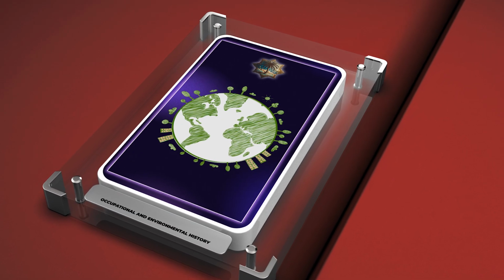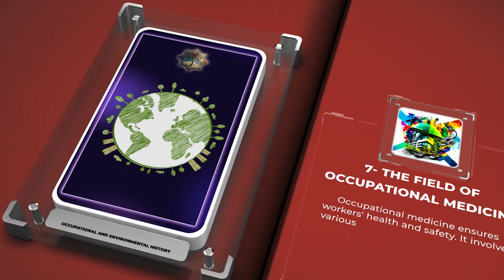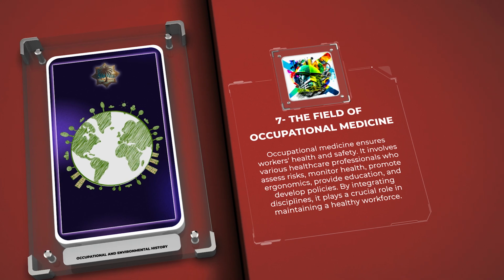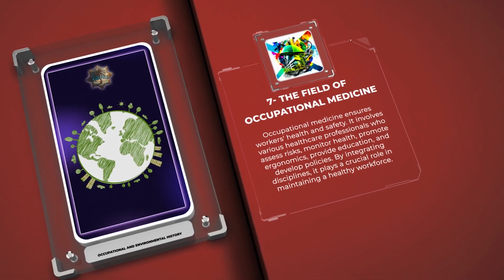Occupational medicine ensures workers' health and safety. It involves various healthcare professionals who assess risks, monitor health, promote ergonomics, provide education, and develop policies. By integrating disciplines, it plays a crucial role in maintaining a healthy workforce.